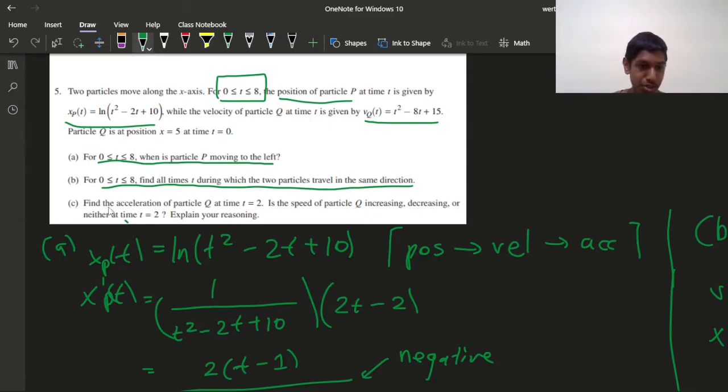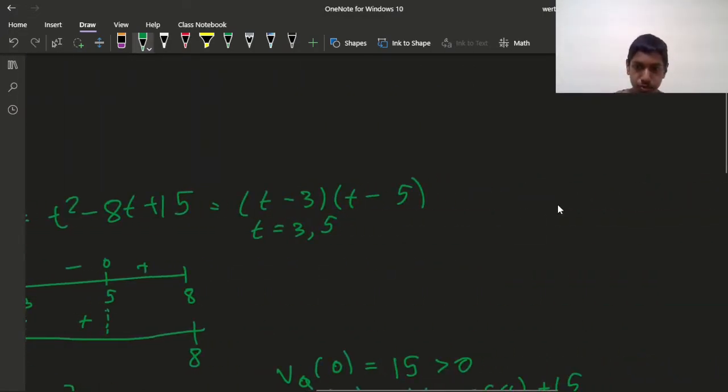Now, finally, part C. Find the acceleration. Is the speed of particle Q increasing, decreasing, or neither? So you've got to pay very special attention to the word speed and not mistake that for velocity because they are two different things. And we've got to find the acceleration of particle Q at time t equals 2.